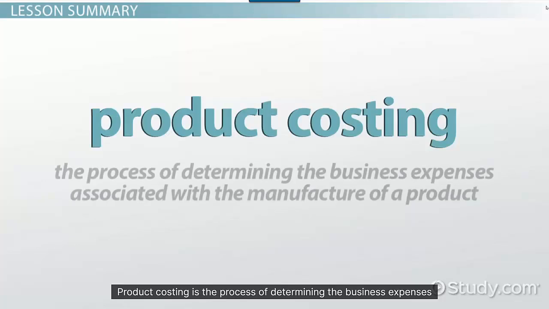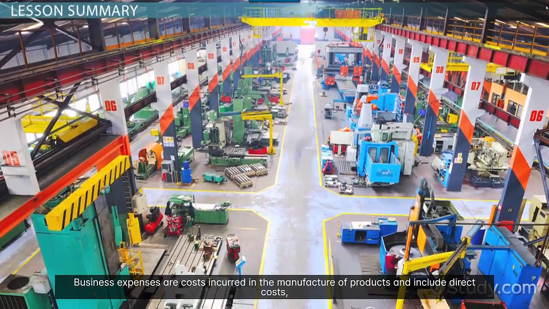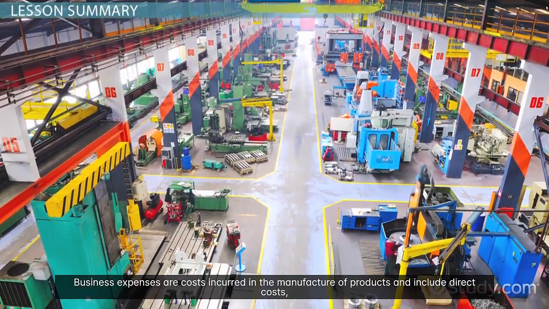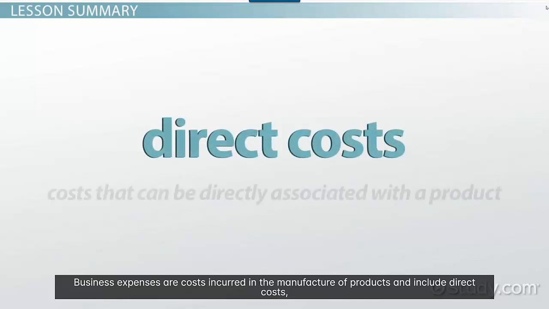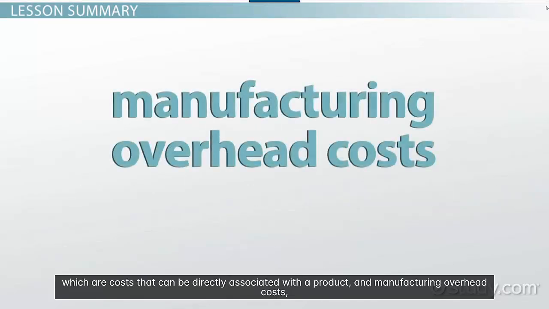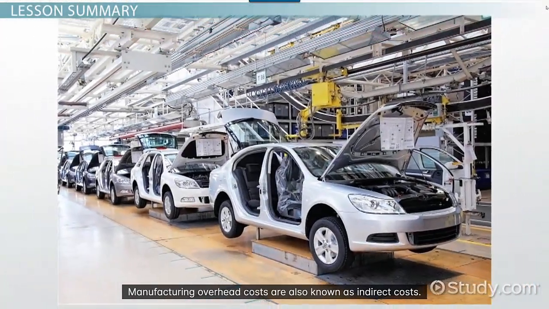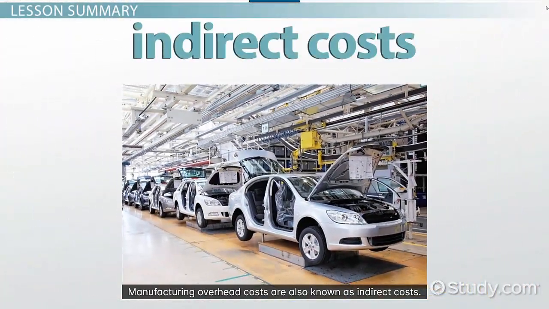Product costing is the process of determining the business expenses associated with the manufacture of a product. Business expenses are costs incurred in the manufacture of products and include direct costs, which are costs that can be directly associated with a product, and manufacturing overhead costs, which are costs that cannot be directly associated with a product. Manufacturing overhead costs are also known as indirect costs.